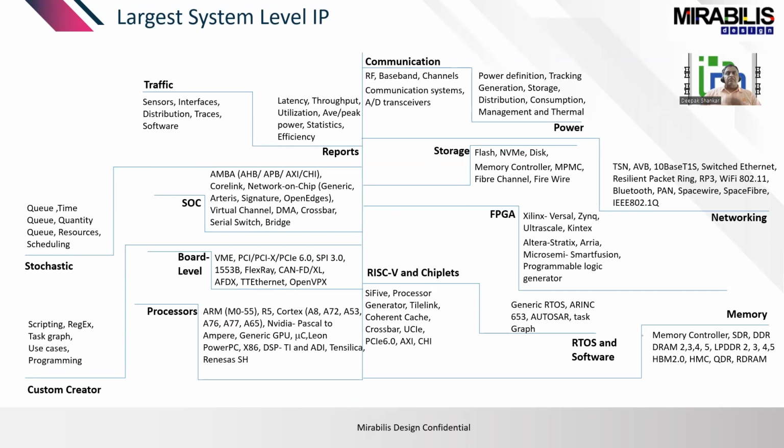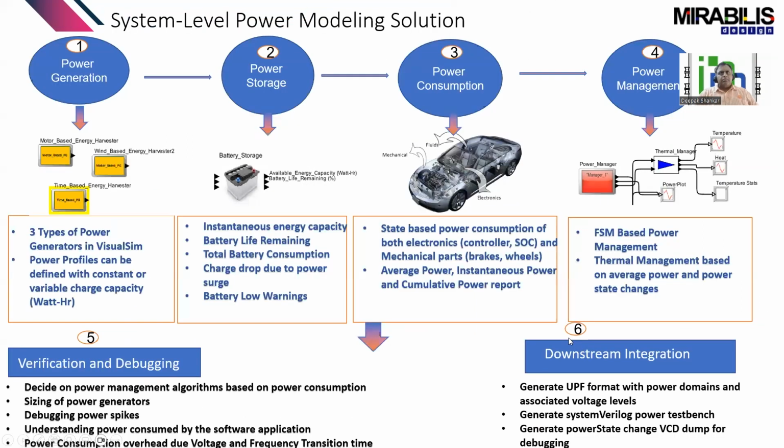This here is just a listing of all the IPs that we have in VisualSim, which you can see has complete coverage from very abstract to microarchitecture, but also IP and SoC all the way down to a full system. One of the areas that is very critical and has a lot of advantages doing it at the system level is power.